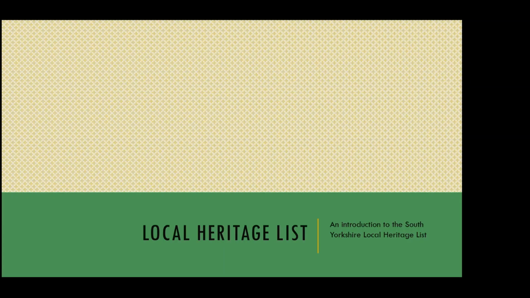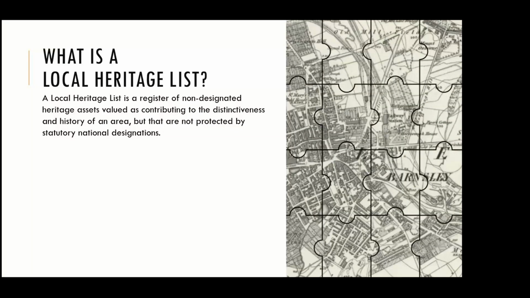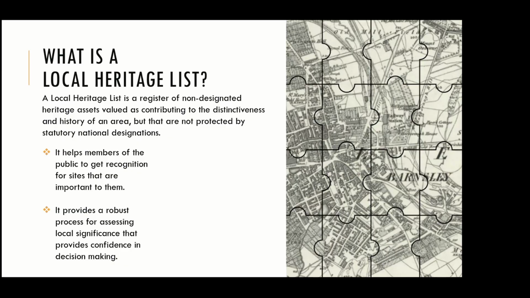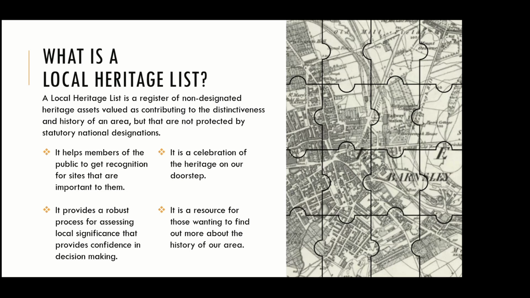So let's now focus in on what my main topic is here, the local heritage list. So what is a local heritage list? I've got a number of points here. I won't read them to you, but essentially it's this idea that we're giving people the opportunity to identify things within their environment which they believe have value for the local character, distinctiveness, history, all of these criteria.